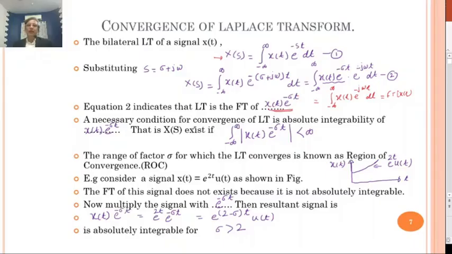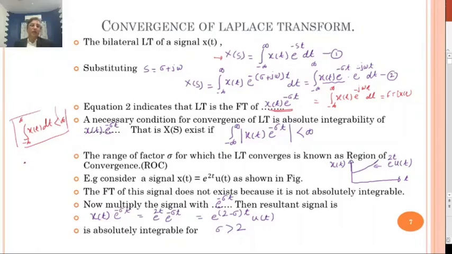The necessary condition for the convergence of the Laplace transform is the absolute integrability of x of t e raised to minus sigma t. Now in case of the Fourier transform, the signal should be absolutely integrable, that is, the integral from minus infinity to plus infinity of x of t dt should be less than infinity. If this condition is not satisfied, we cannot find the Fourier transform.